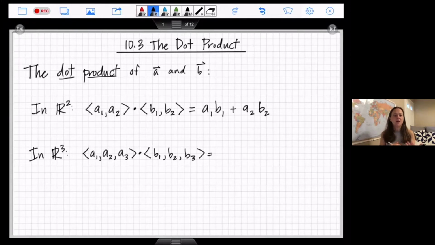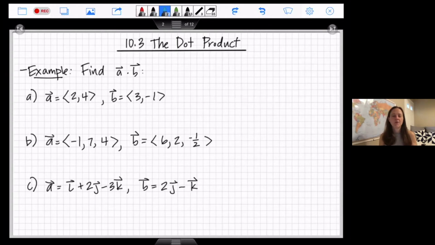All right. And in R3, same thing. You're just going to multiply component-wise between the two vectors and then add them together. So A1, B1, then y components, A2, B2, and A3, B3. All right. So let's get some practice calculating the dot product, and then we'll talk about what it might be good for in the next video.